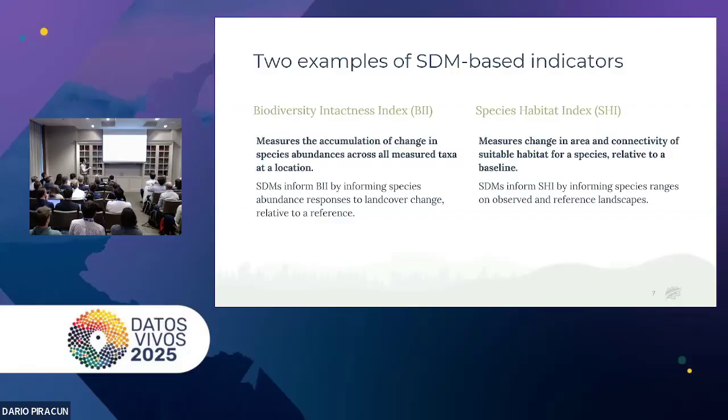So I'm going to talk about two examples today, and I'm so happy you went first, Jean-Michel, because we're going to talk about the Biodiversity Intactness Index and the Species Habitat Index. So the Biodiversity Intactness Index is meant to measure the accumulation of change in species abundances across a broad set of taxonomic groups. We're measuring this through some sort of reference landscape. So in Alberta, our reference landscape is a pre-disturbance landscape. And then we also have the Species Habitat Index. So this is trying to measure the change in area and connectivity of suitable habitat compared to a baseline year.